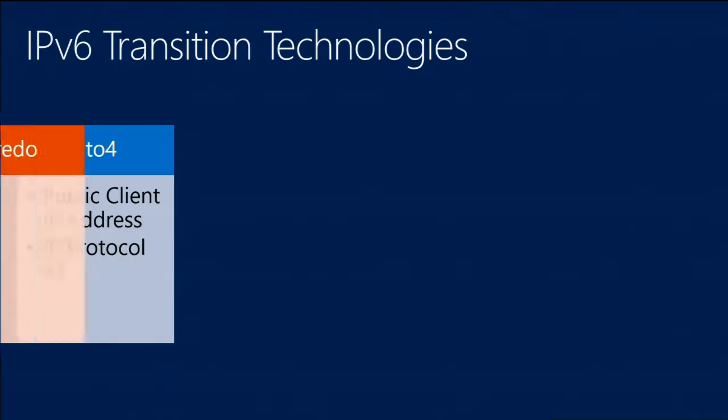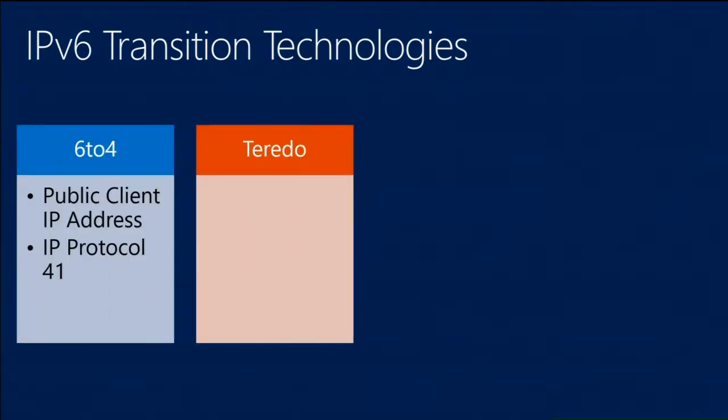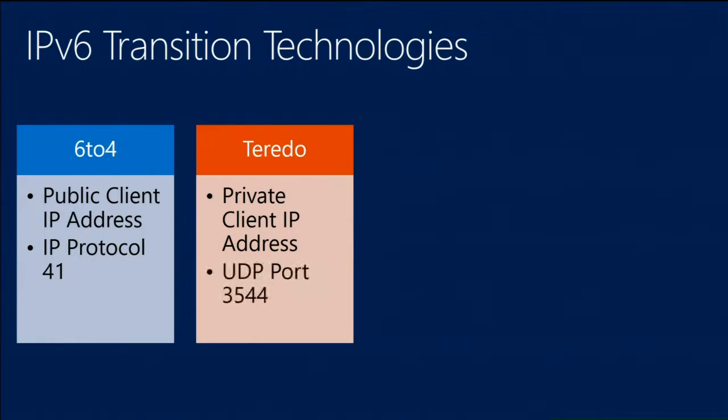Now, if the client is behind a NAT and has a private IP address, 6to4 is not going to work. So the next transition protocol to use is called Teredo. Teredo is used anytime the client has a private IPv4 address. So if they're behind a NAT and they have an IPv4 address from the RFC 1918 private address space, 6to4 will fail to initialize, but Teredo will initialize. And Teredo uses UDP for its transport, specifically UDP port 3544.